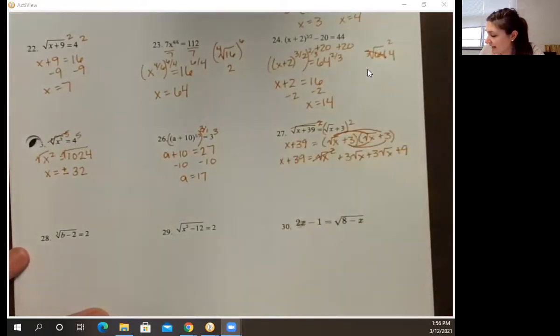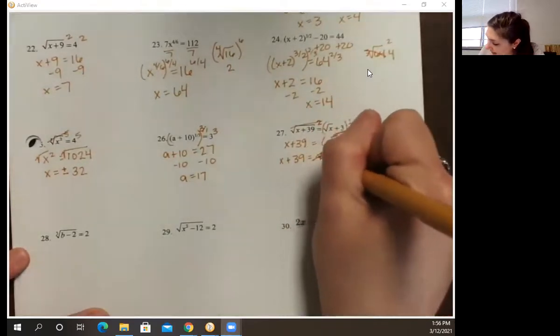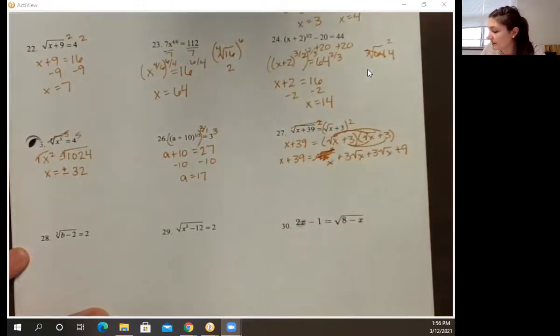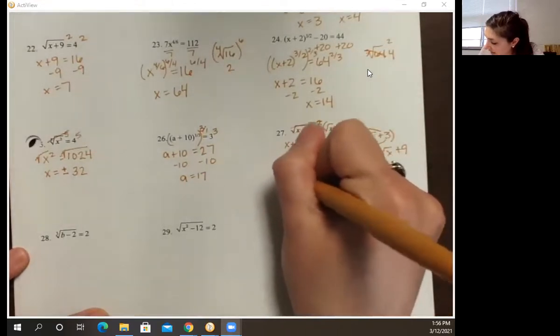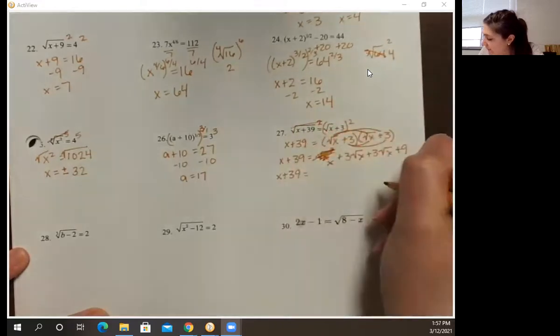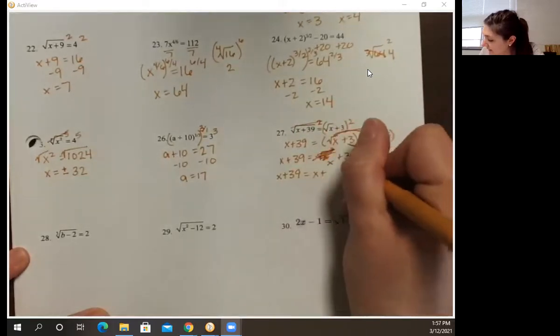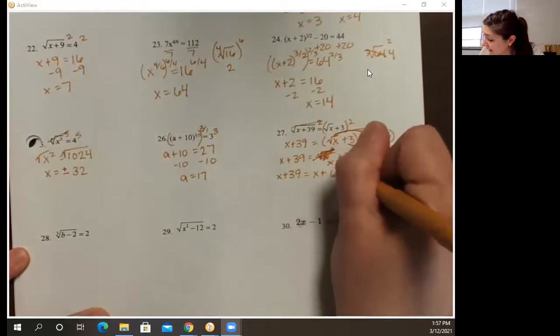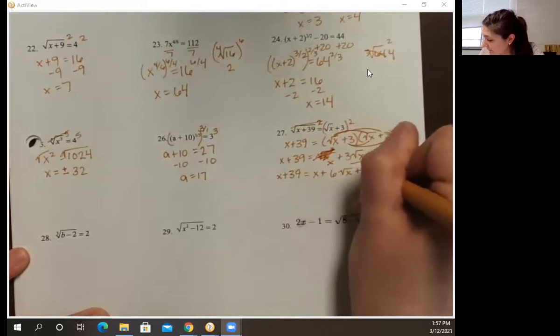And now let's go ahead and combine like terms. Remember, this is an x. The square and the square root undid each other. So on the left, I still have x + 39. And then on the right, I've got x plus, that would be 6 root x plus 9.